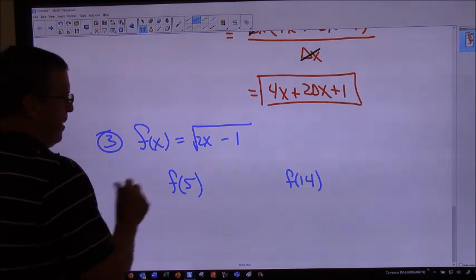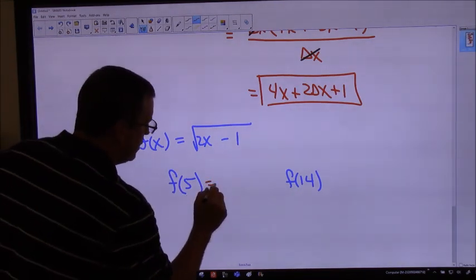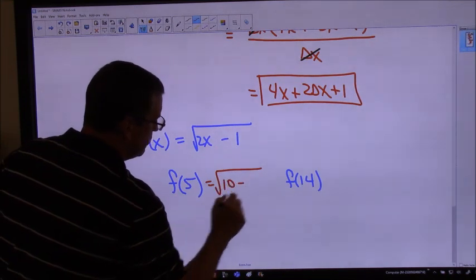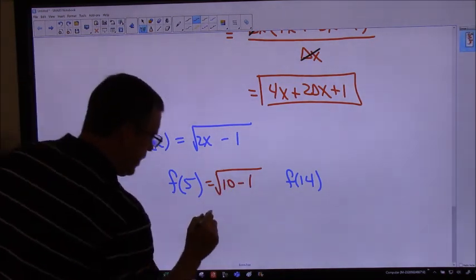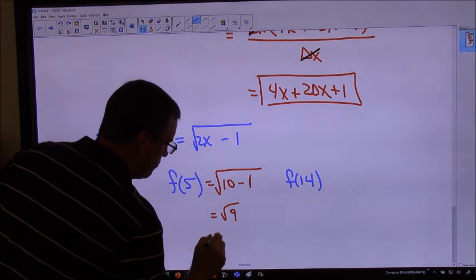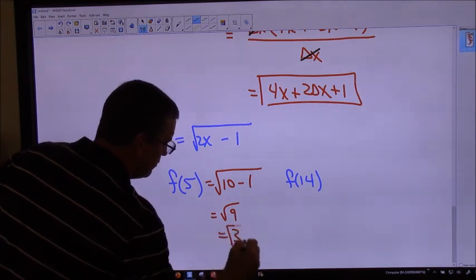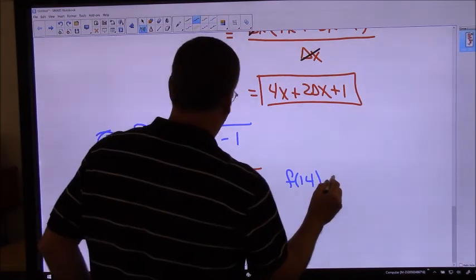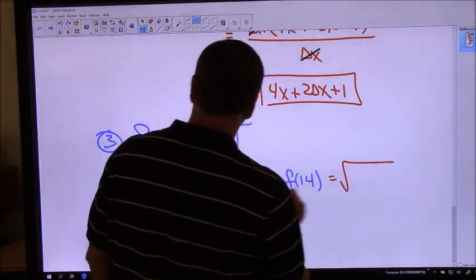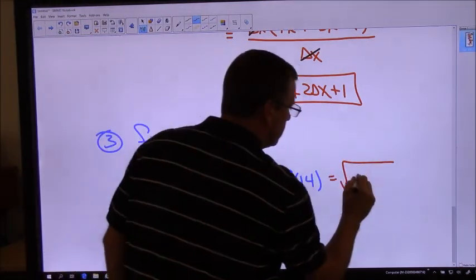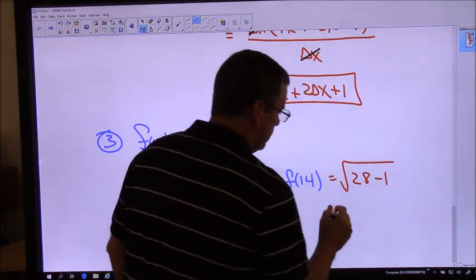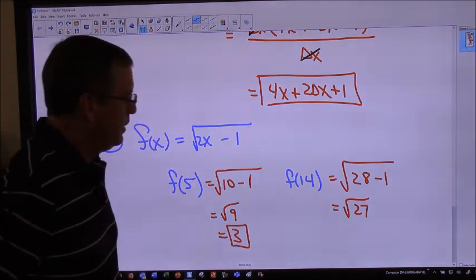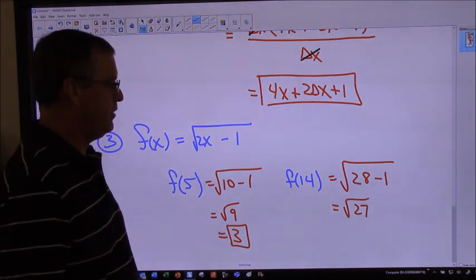All right, so if I plug a 5 in here, I'm going to get the square root of 10 minus 1, and that's going to be the square root of 9, which is 3. If I plug a 14 into here, I'm going to get the square root of 28 minus 1, which is the square root of 27. And it's not a perfect square.